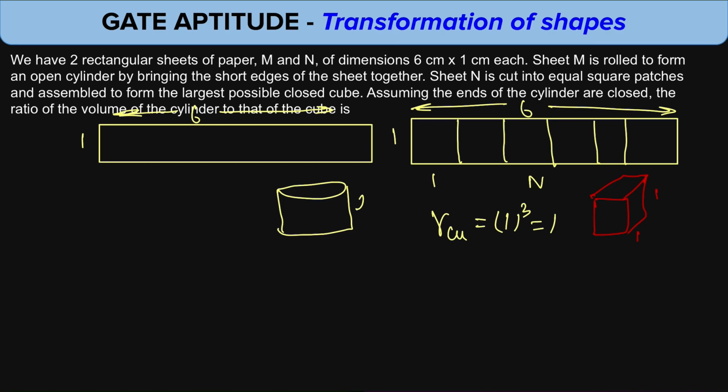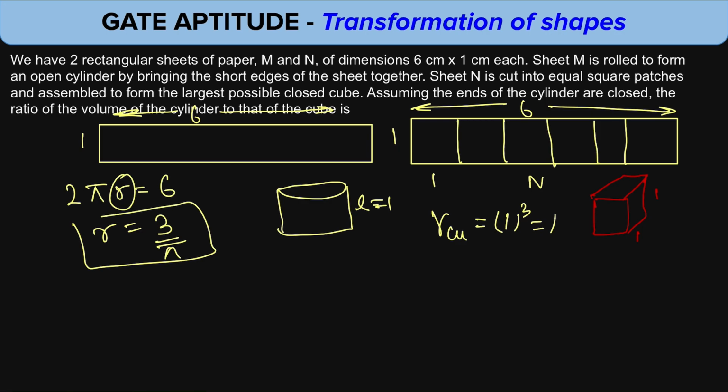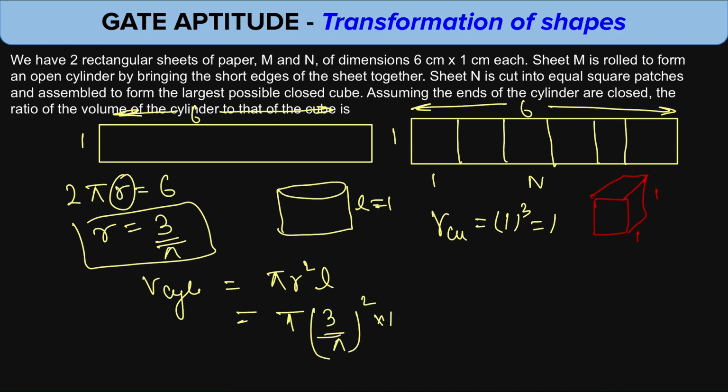The cylinder length will be 1, and we know the perimeter 2 pi r is 6. Here we can have that radius r equals 3 by pi. Very nice. Now volume of the cylinder is pi r square L, which is pi times (3 by pi) square into 1. So the volume of cylinder is 9 by pi.